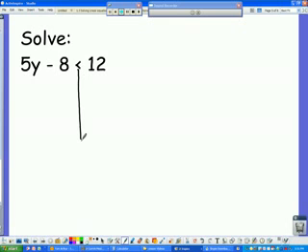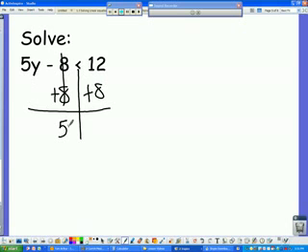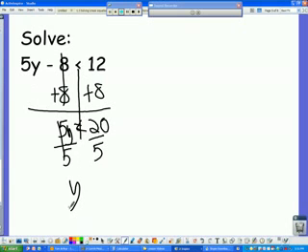So in this case, since the y is already on one side, we're going to add 8, and we're going to add 8. So those cancel, and I get 5y is less than 20. And then just divide by 5. So y is less than 4. Okay, be your final answer.